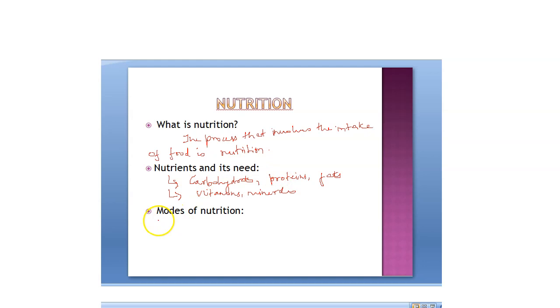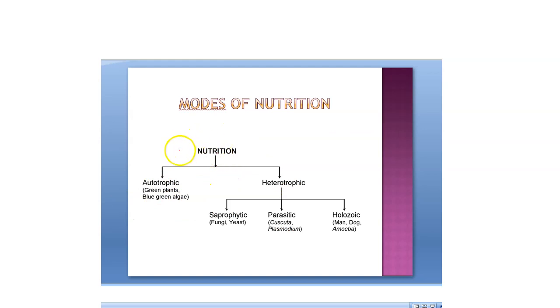Now let's talk about mode of nutrition, how organisms take nutrition. Some can make food by themselves, and some depend on other organisms for their food, and that is trophic. So let's describe the mode of nutrition. Now in this table you can see nutrition, and it is of two types: autotrophic and heterotrophic. Autotrophic mode of nutrition is by green plants and blue-green algae, and heterotrophic is described here as saprophytic, that includes fungi and yeast, parasitic, that includes tapeworm, Cuscuta, Plasmodium. Holozoic example is man.